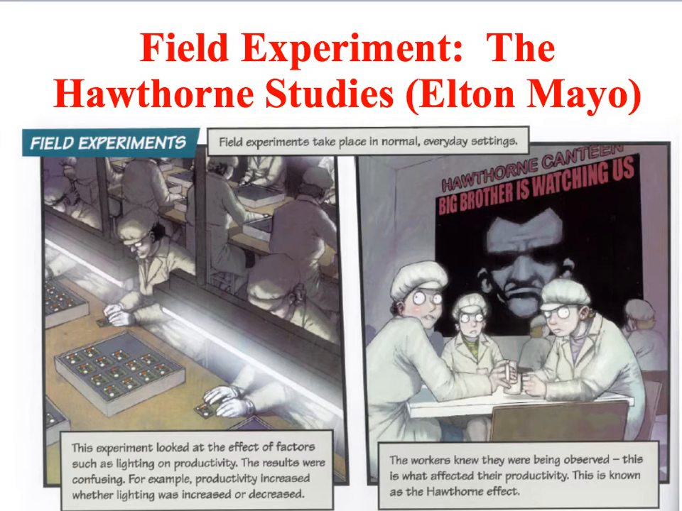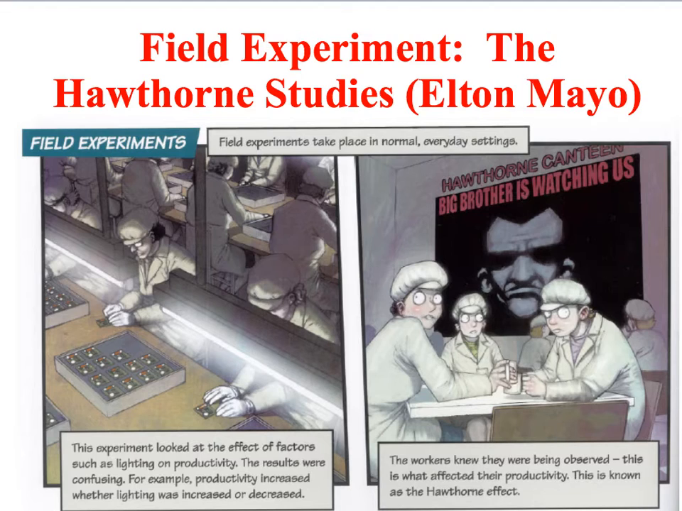And a very famous example of a field experiment was the work carried out by Elton Mayo. So this involved the factory management of the Hawthorne electrical plant in Chicago hiring this researcher to study the links between working conditions and industrial output. So they were interested to see what kind of factors would make the workers more productive.